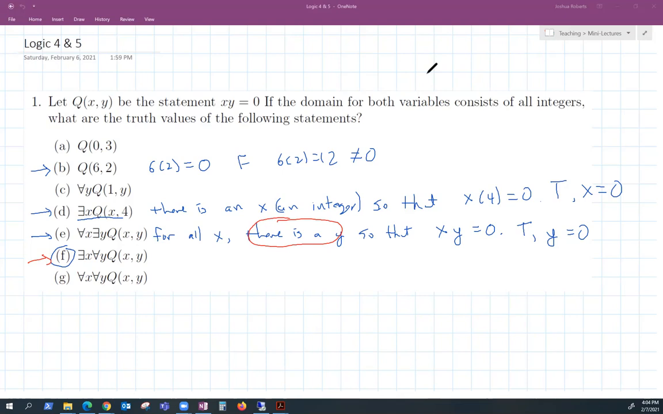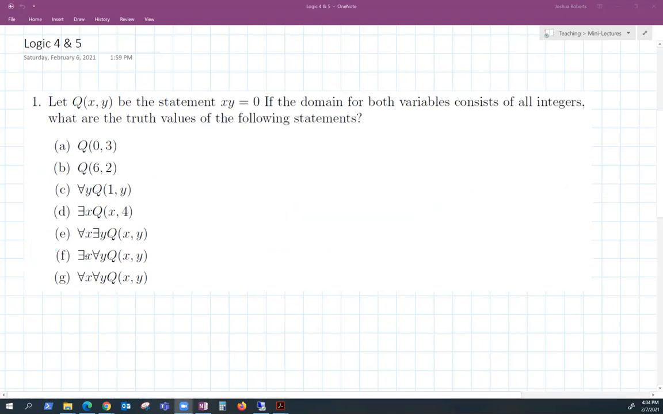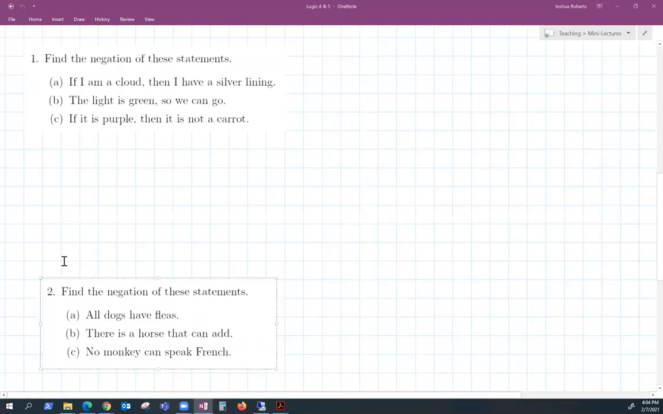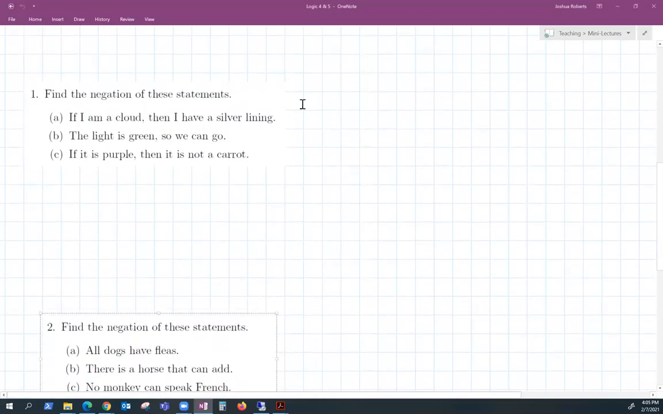Okay, moving on to the next problem I want to do. Let's look at this one. Find the negation of these statements. I'm going to do B, okay? The light is green, so we can go.